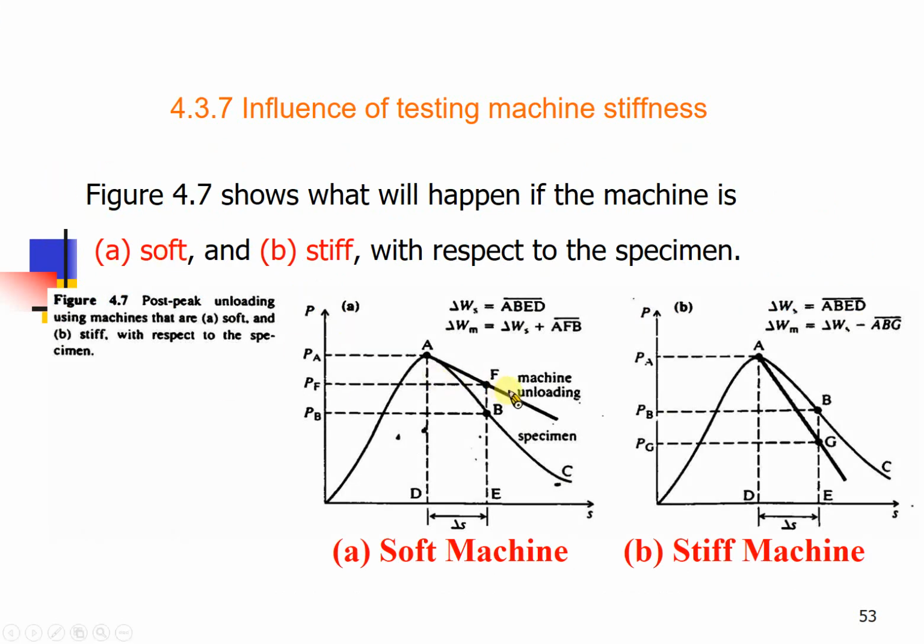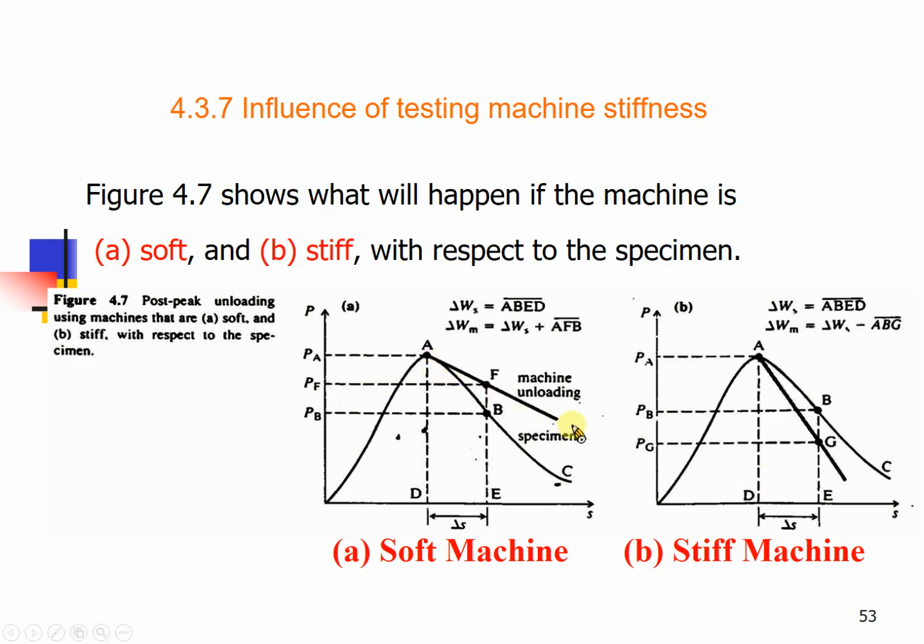This will be the soft and the stiff machine I explained to you. This will be the stress-strain curves. This will be the stress-strain curve. This will be the soft machine. This will be the stiff machine.